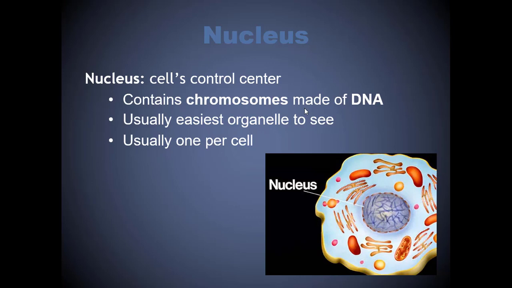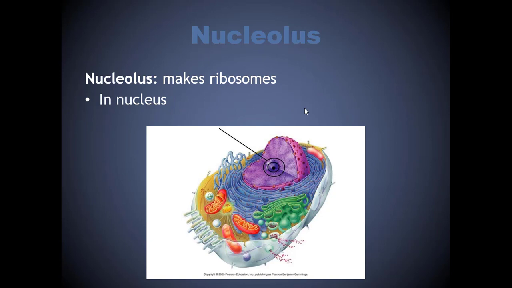Okay, so it's usually the easiest organelle to see, usually one per cell. And in terms of size, it may be considered the largest at certain times of the cell development or cell division. Good. It has the nucleolus, which makes ribosomes, and it's usually the dark spots within the nucleus. Okay, then we look at another organelle, that's centrioles.